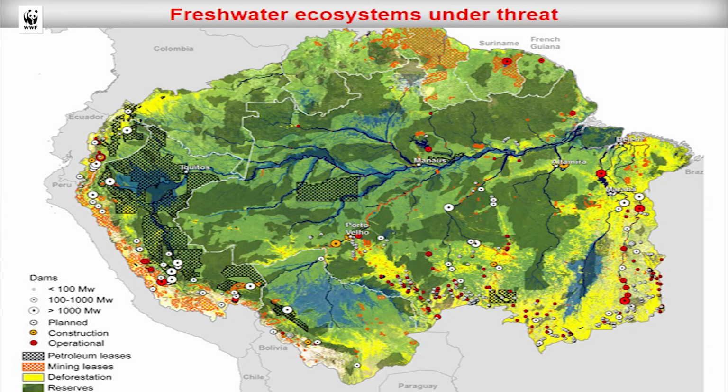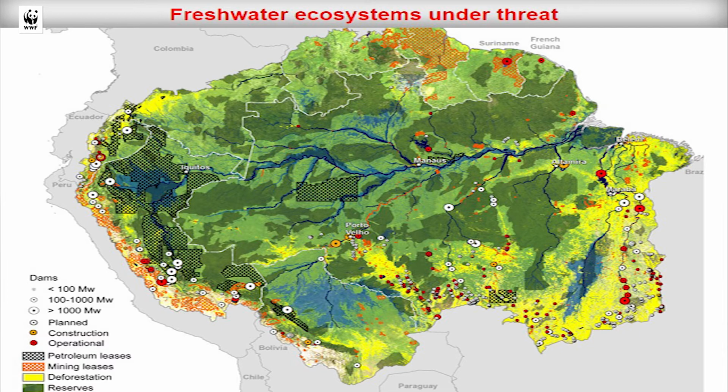So, the bad news is that the situation with freshwater ecosystems today is more or less what is depicted here in our map on the screen. In yellow, in our map, this is a busy map, but if you bear with me, in yellow we have deforestation. A lot of deforestation has happened in the southeastern and southern flanks of the basin, and there is no deforestation happening in the western flanks.